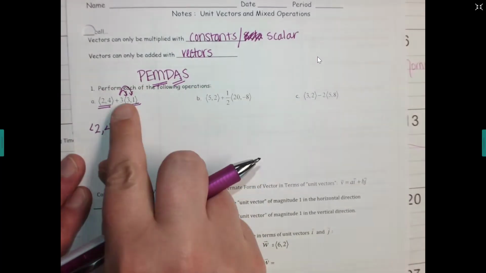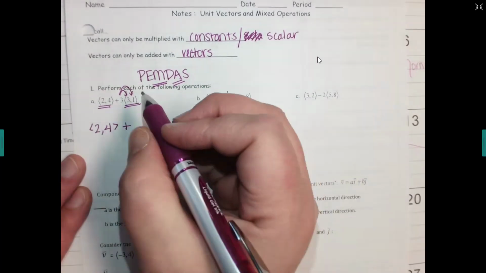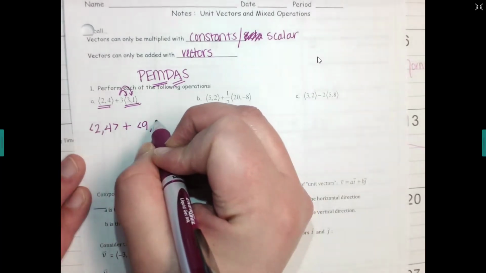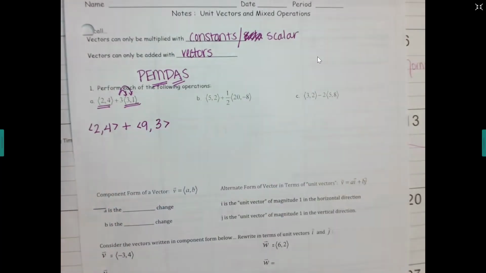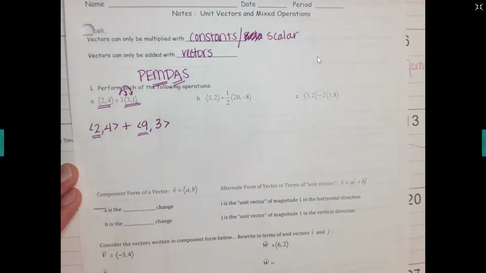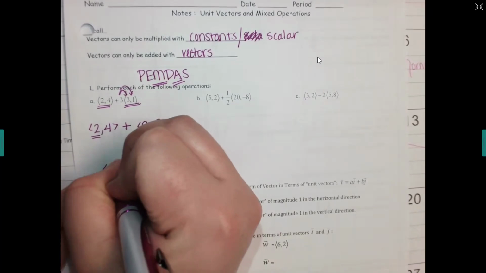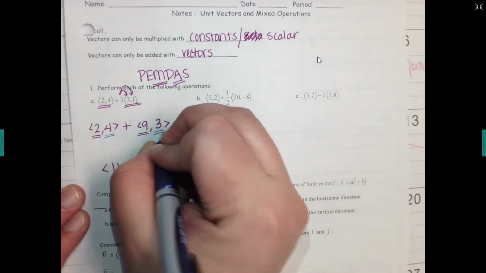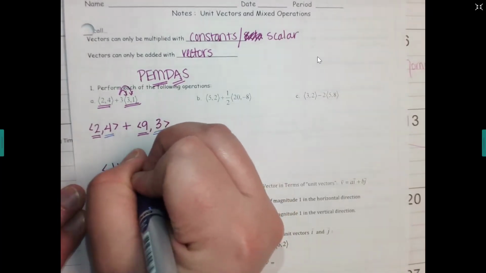What's 3 times 3? 9. And what about 3 times 1? 3. Very good. Then when you're adding, you put the two x's together and the two y's together. My first x is a 2, my second x is a 9. What's 2 plus 9? 11. Then I add my two y's together. I have a 4 and a 3. 4 plus 3 is 7.